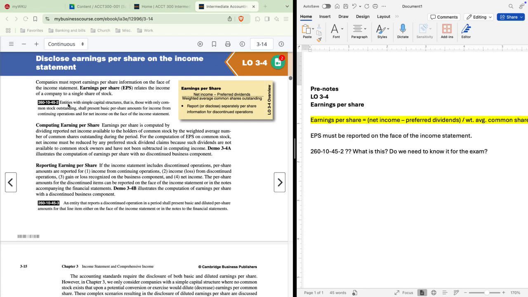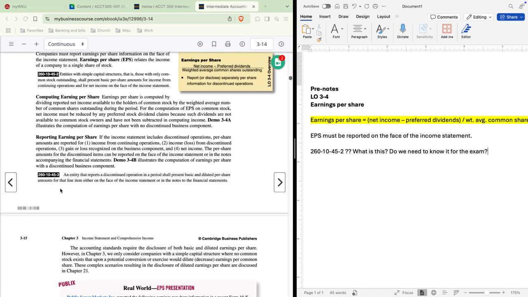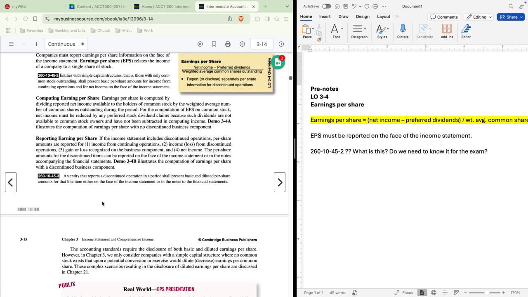And it's one of those things that's in a different font than the regular textbook font. And I see a lot of those, like I see 260-10-45-3. So do I really need to remember the difference between 260-10-45-2 and 260-10-45-3? I don't know. That seems kind of nitpicky to me. Am I going to get asked on an exam which of these is 260-10-45-2? Right? I don't know that I need to go to that level of studying.